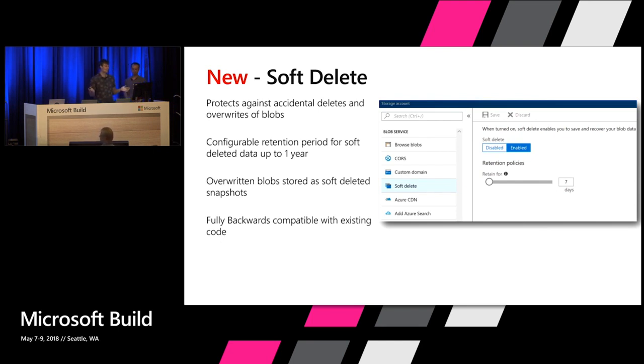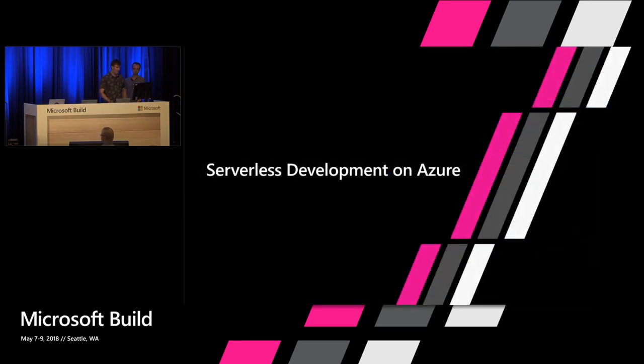And it's fully compatible with your existing code. So what that means is you can just turn it on with the checkbox. Everything will continue to work as it did before, and now you can recover your data that is accidentally deleted or overwritten. It's in public preview now, and we're looking to GA that next month. In the future, we are working towards full object versioning support. So I'm going to turn it back over now to Vamshi to talk about serverless development on Azure.